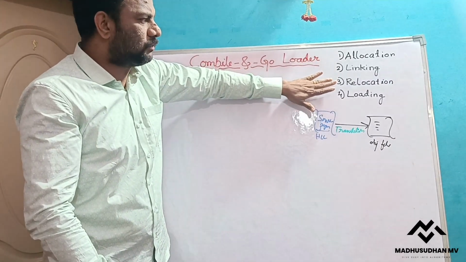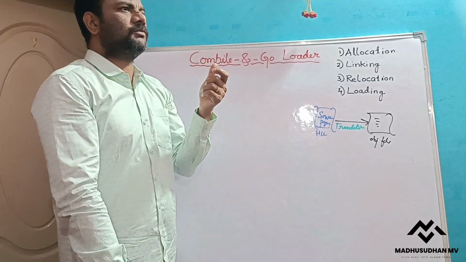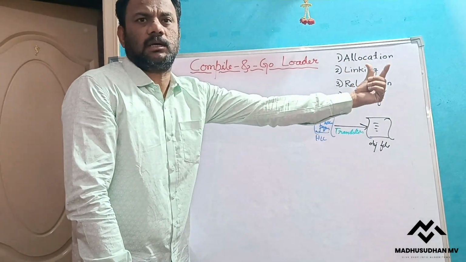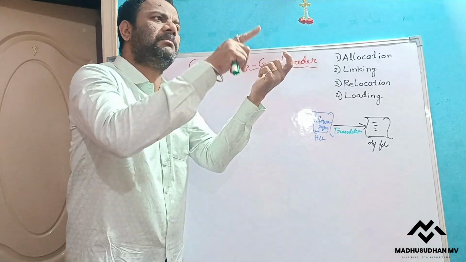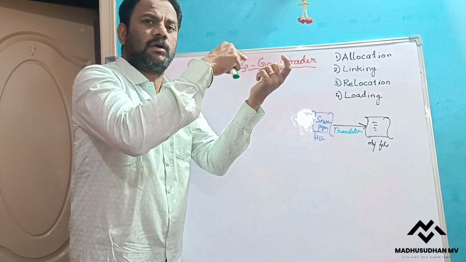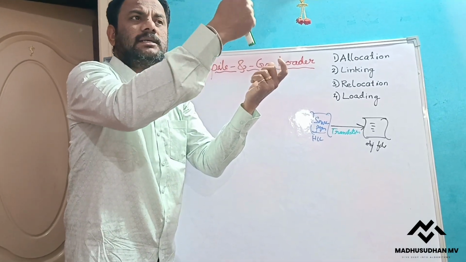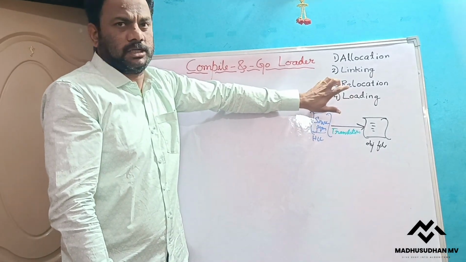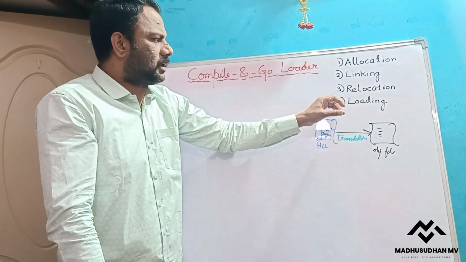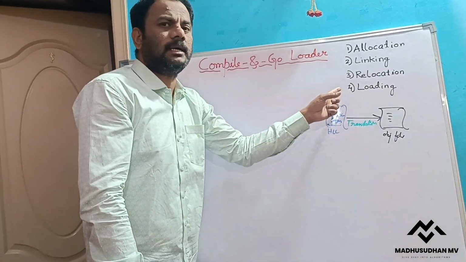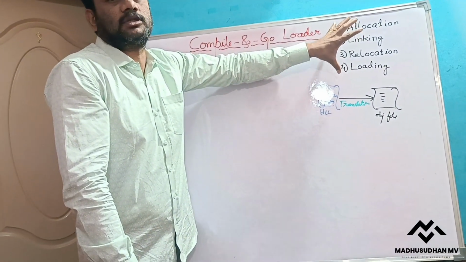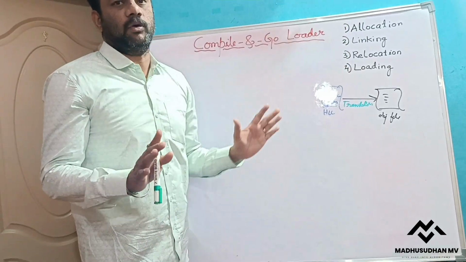Once linking is done, sometimes we need to do relocation. Whenever our assembler says to load this program at a particular address, but at that address some other process is already running, at that time our loader has to relocate to some other address where memory is free. That's the relocation. One example I will do. Once relocation is done, finally our system software loader should load that executable file from secondary memory to the main memory. These are the four major tasks performed by any type of loader.